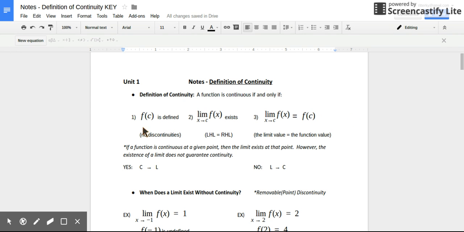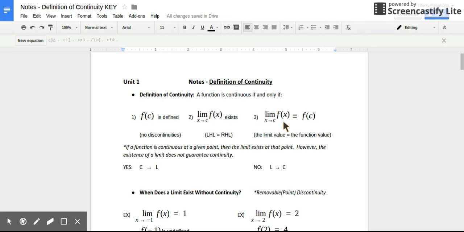The first part is that the function has to be defined for all values. For any input that I plug in, I have to get an output. I can't have any undefined values or discontinuities. The second part is that the limit has to exist. And the definition of a limit says that the left-hand limit and the right-hand limit have to be the same in order for the limit to exist. So no one-sided limits there.